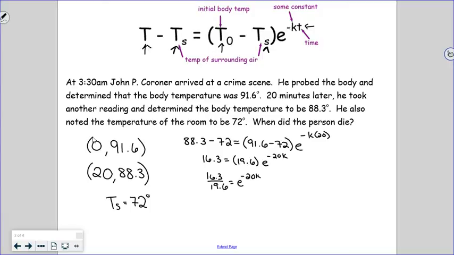My exponential term is now by itself, so flip to logarithmic, which would become log base e, right, natural log, of 16.3, whatever 16.3 divided by 19.6 is. Yeah, that's fine. So natural log of that fraction. And eventually solving for k, so I'm going to divide that by negative 20.